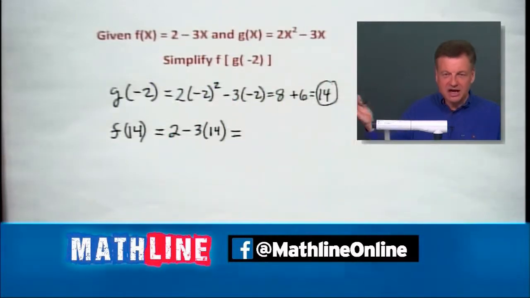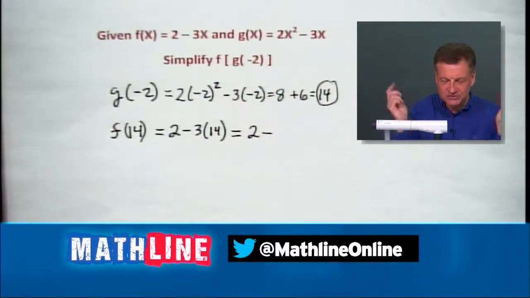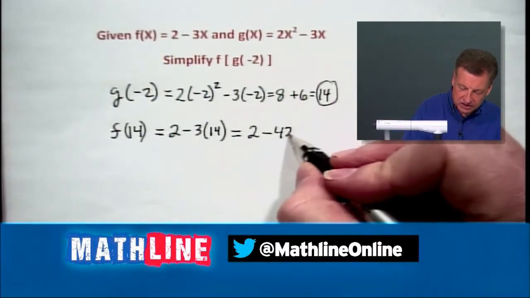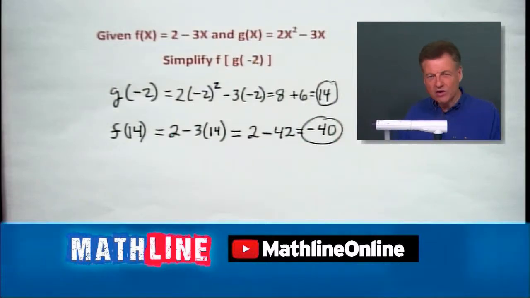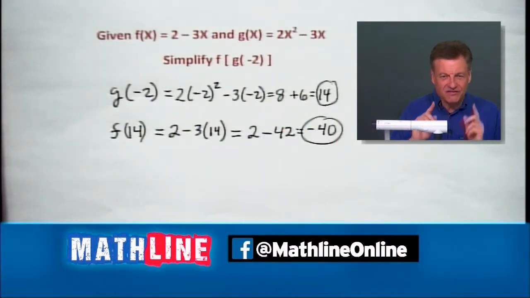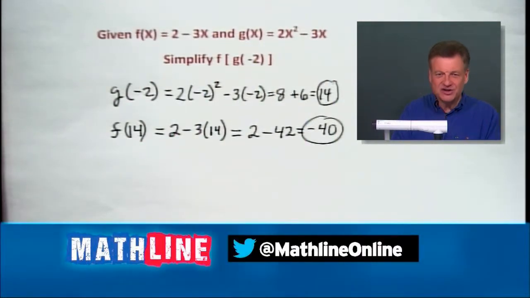And are we done? Well, we got to figure out what we got, right? 2, do your multiplication. 3 times 14 gives us a minus 42. It looks like negative 40 is where this thing ended up. Wow, went one direction toward 14, then all of a sudden we got a big number coming back, right? That's how the functions work together, all right? And again, composite functions, nice code word for these type problems.